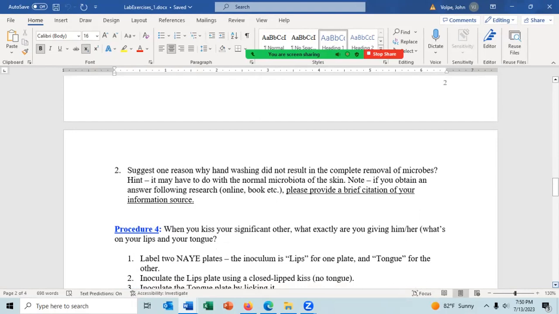Here's a hint. It may have to do with the normal microbiota on your skin, as well as what you washed your hands with. If you do research to get your answer, please provide a citation for where you got your information from. Students frequently get number 2 wrong, and that's because this is a thinking question. It isn't necessarily easy. You have to think to come up with the answer. If you get it wrong, I'll just tell you you got it wrong, and we'll point you in the right direction. And hopefully the second time you'll get it right. Any question about that?